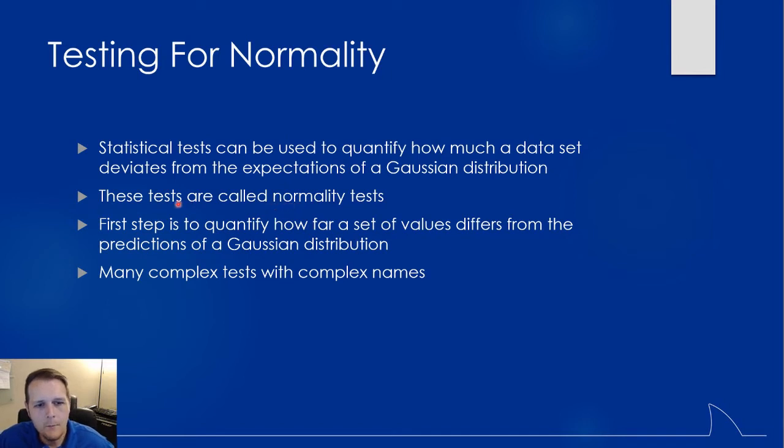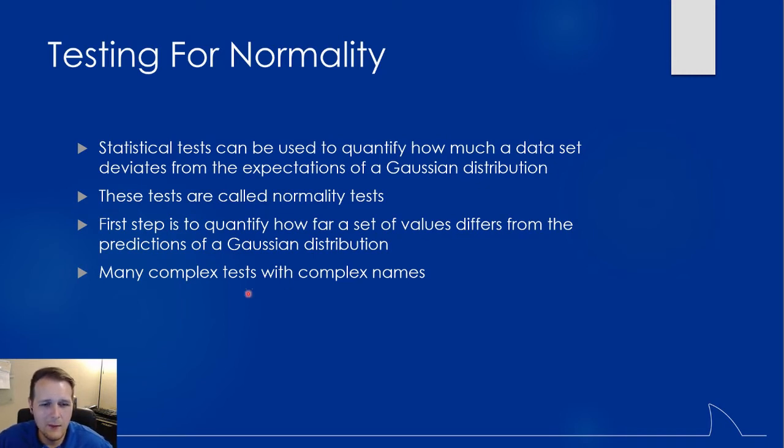But what you're going to do is, looking at your set of data, you have to quantify how far out the set of values differs from the predictions of a Gaussian distribution. So you would basically compare what you think a Gaussian distribution would look like based off your population with your actual population, and see what the difference is between those. And if it's very different, and it's very unlikely you would have a set that is that different from the proposed Gaussian distribution, then it's unlikely to be due to chance alone, and you'd say this is not a normally distributed set of data.